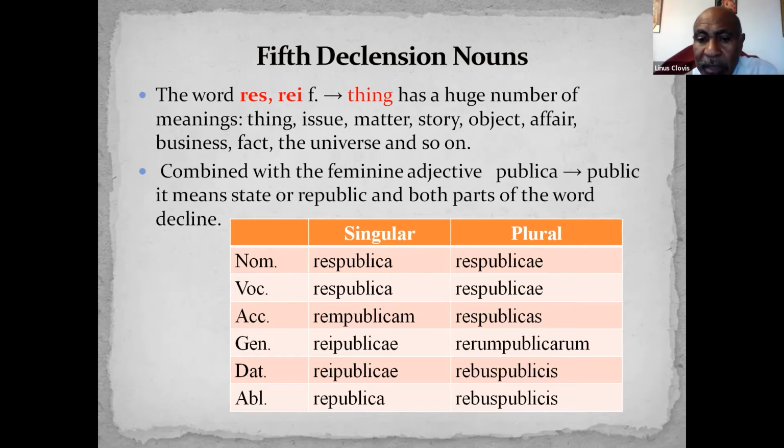So in the nominative, we said that both words need to be declined. It's res publica. The vocative is res publica. The accusative is rem, because res now becomes rem, publicam, feminine, rei publicae, and republica. And that's where we get the republic from, the ablative, republic. And then the plurals, again, res is already in plural form. So we just need to put publica in plural form. So it's res publicae, res publicae, res publicas. It's now accusative. And then rerum, res becomes rerum, publicarum. And rebus publicis, rebus publicis.